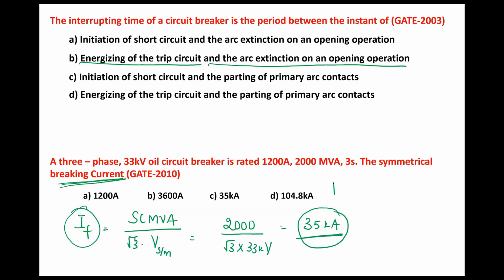Your fault current is nothing but the breaking current of the circuit breaker. Making current of circuit breaker, if someone asks you, 2.55. It's very simple. Just multiply breaking current with 2.55. In this case, making current will become 89 kiloampere. Simply you calculate the breaking current, that is fault current, RMS value, and multiply with 2.55. You will get the making current.